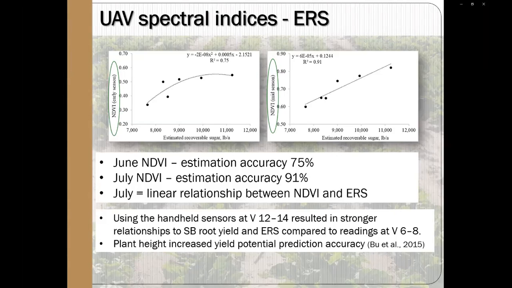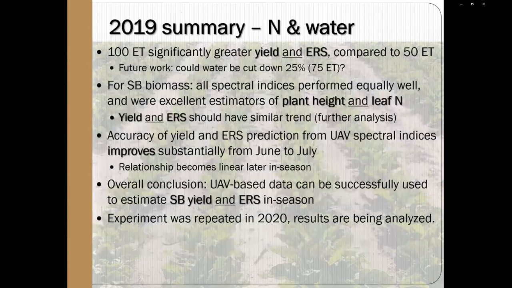So our results agree with previous work by Bu et al. in 2015, where they found that using handheld sensors at the 12 to 14 leaves stage resulted in a stronger relationship to sugar beet root yield and estimated recoverable sugar compared to readings collected at the 6 to 8 leaves growth stage.